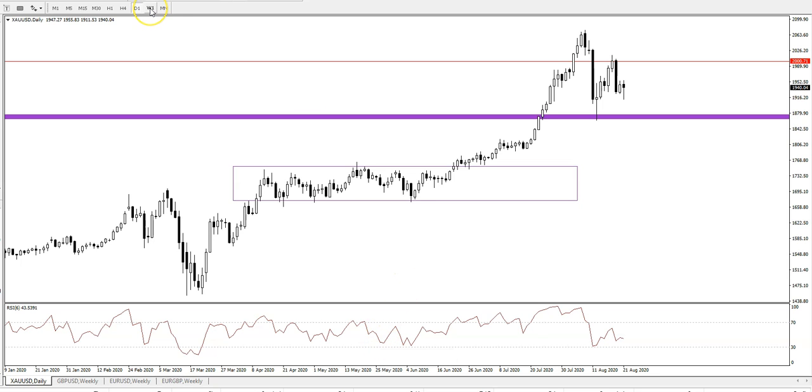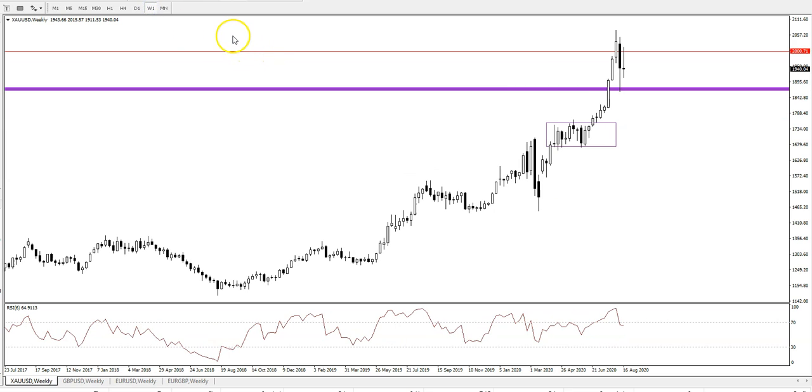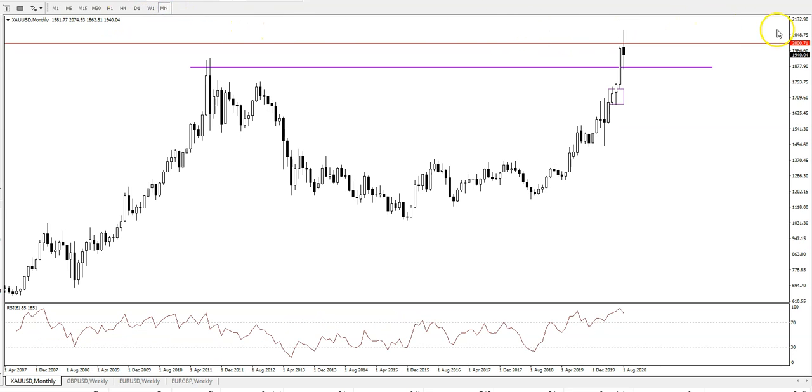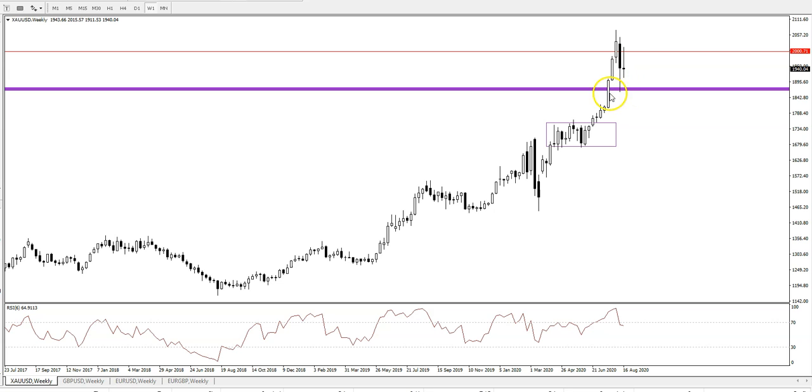This is the gold on the daily and moving to weekly. Price gave me an inside bar right now. There is very, very strong resistance, a strong ceiling at the $2,000 mark. Price broke above it and couldn't hold, and right now, price has come down again.